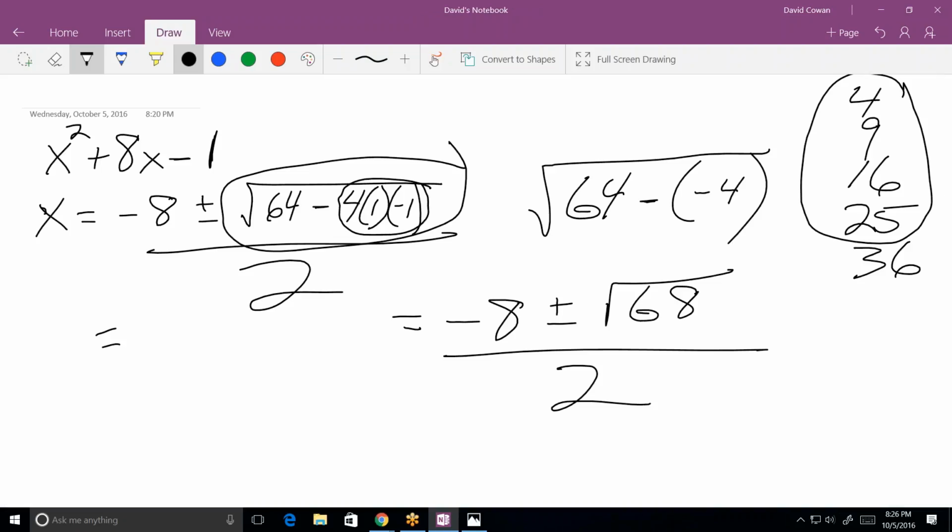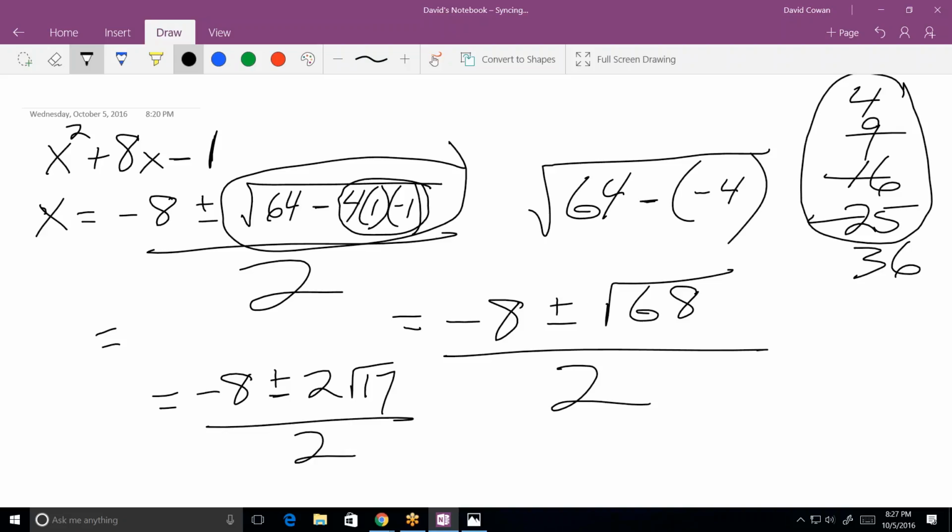12, no. 4 does. It's pretty easy to figure out that one doesn't. That one certainly doesn't. But 4 does. 4 goes in there 17 times. So now I can write this thing: minus 8 plus or minus, the 4 comes out as a 2. You see where that's 2 square root 17? Now I can simplify it further. That's one of the beautiful things about being able to take a 2 out of there. What's the next step?